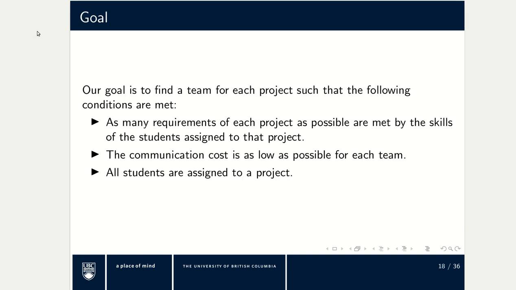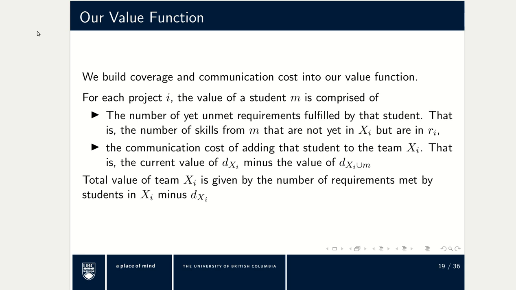So to summarize very quickly, our goal is going to be to find teams for each project so that the resulting allocation meets the following conditions. As many requirements of every project as possible are met by the skills of the students assigned to that project. And the communication cost is as low as possible for each team. And of course, all students need to be assigned to a project.